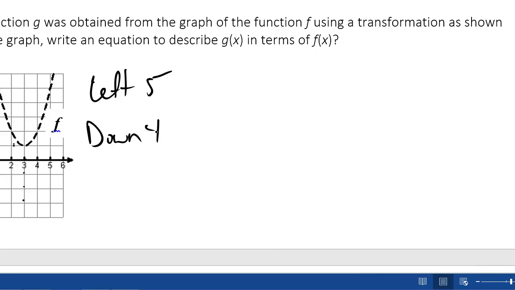So now let's write this in function notation. F of x, leave a space. Since it went left 5, what's going to go on the inside of that space? Plus 5. And since it went down 4, we're going to have a -4 on the outside.